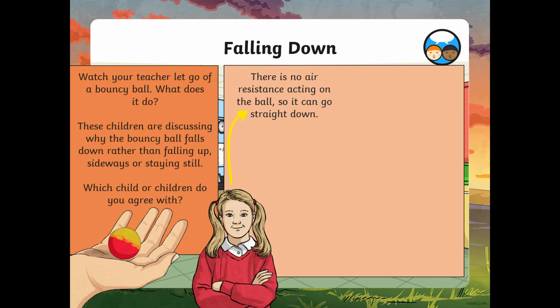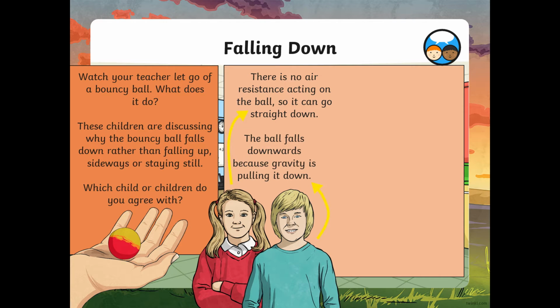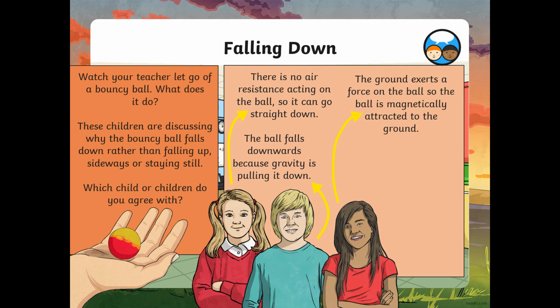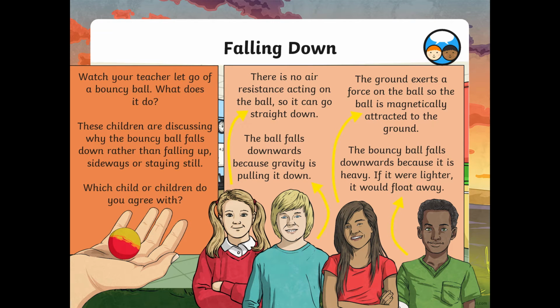The first girl says there's no air resistance acting on the ball, so it can go straight down. The second boy says the ball is falling downwards because gravity is pulling it down. The third girl says the ground exerts a force on the ball, so the ball is magnetically attracted to the ground. And the fourth boy here says the bouncy ball falls down because it's heavy. If it were lighter, it would float away. What do you think is right?